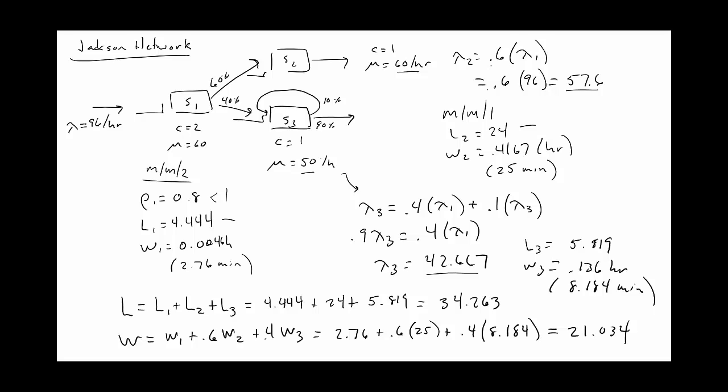Before we talk about the more formal definition of the Jackson network, I want to show an alternative way to compute W, or the time in system. The way we computed it for this model is relatively straightforward because we have a fairly simple flow. Everything goes to S1, some subset goes to S2, and the remainder go to S3, and so we have a pretty simplistic flow. In the general case, this might not be true.